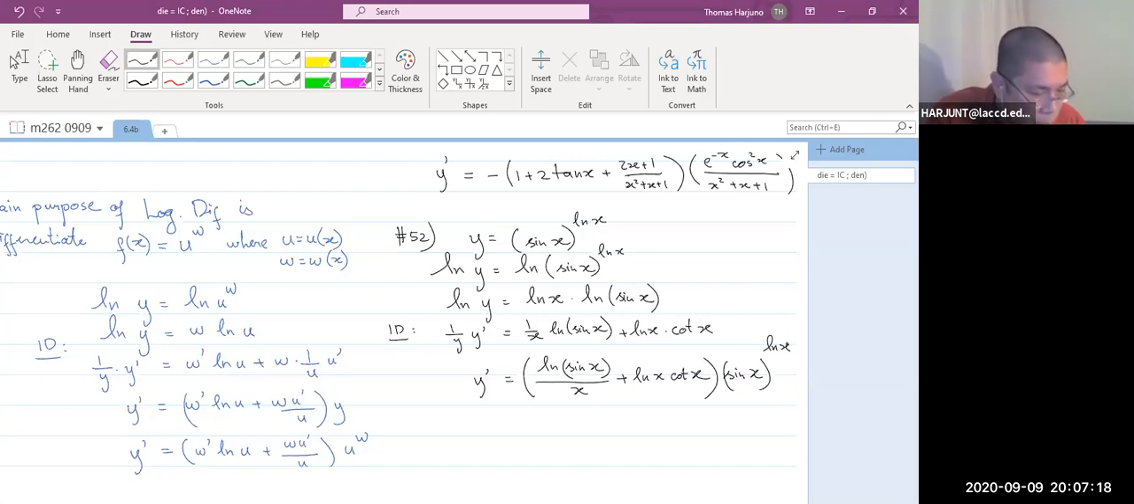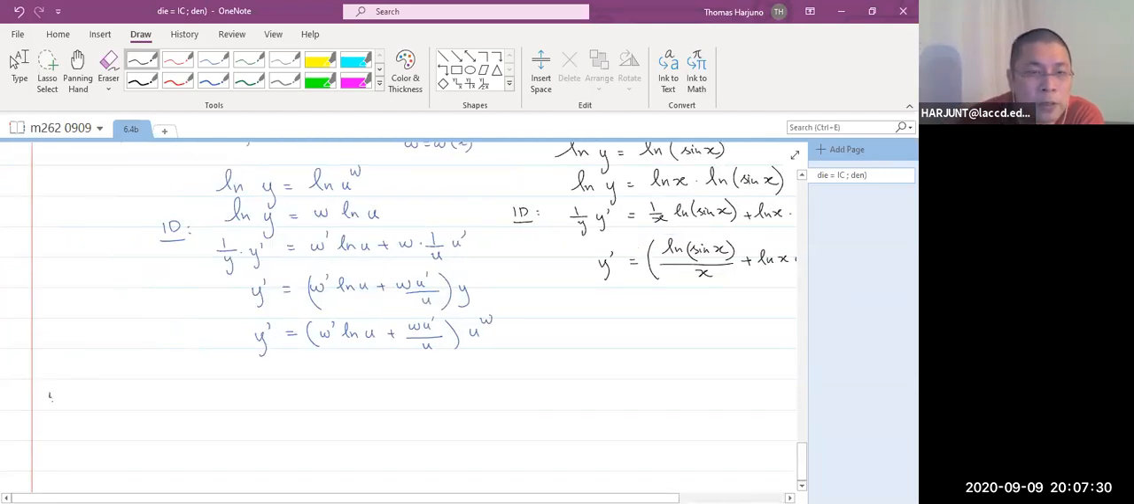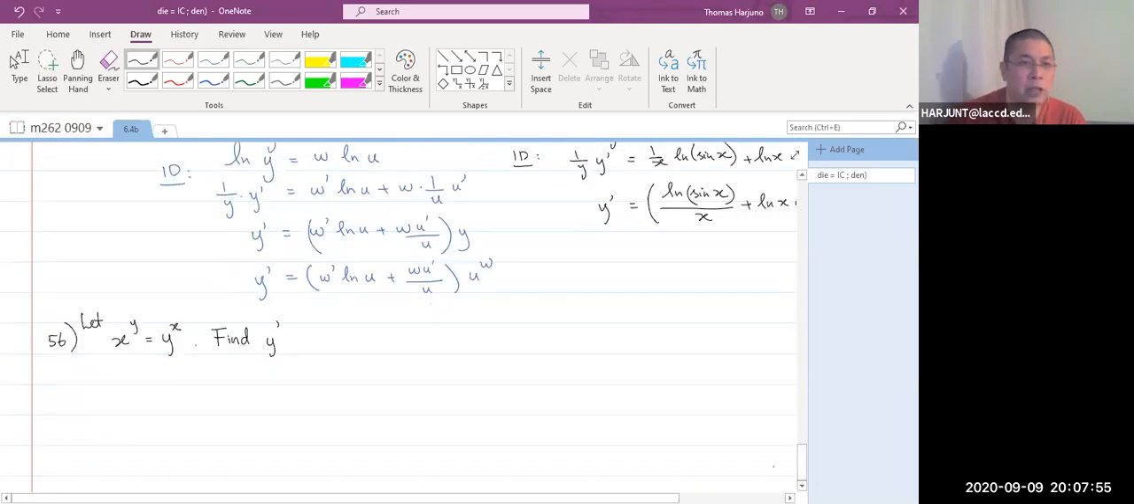Now I see a nice question somewhere here, number 56. They use a red color in my textbook, so let's take a look. Number 56. X to the y equals y to the x. Find y prime. Yeah, the thing is, x is a function of y and y is a function of x, basically, right?